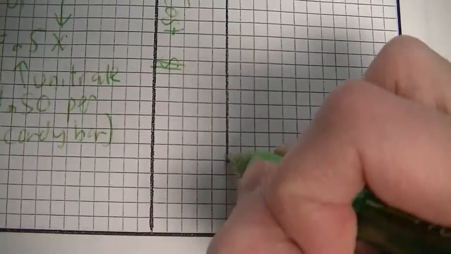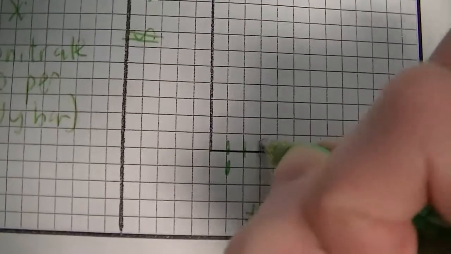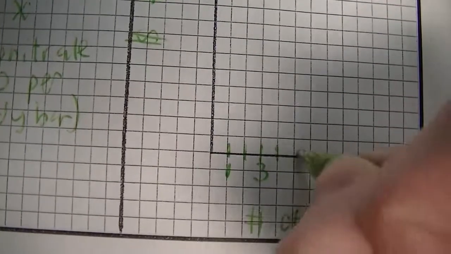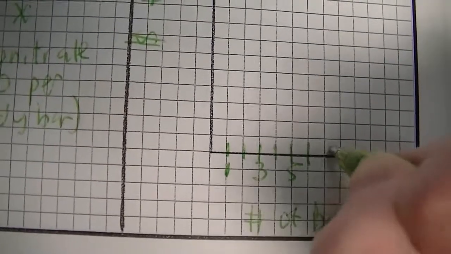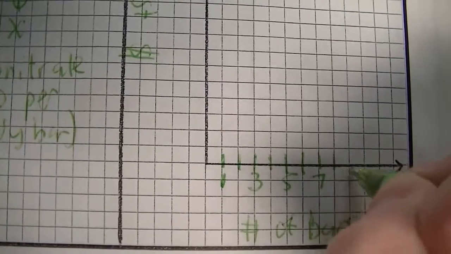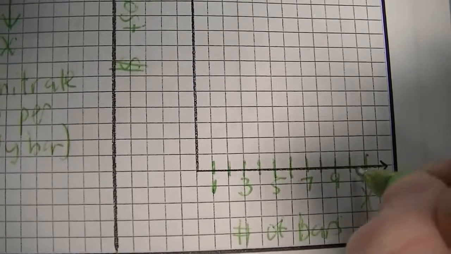Go ahead and label your intervals on your axes. That's 0, 1, 2, 3, 4, 5, 6, 7, 8, 9, 10, 11.